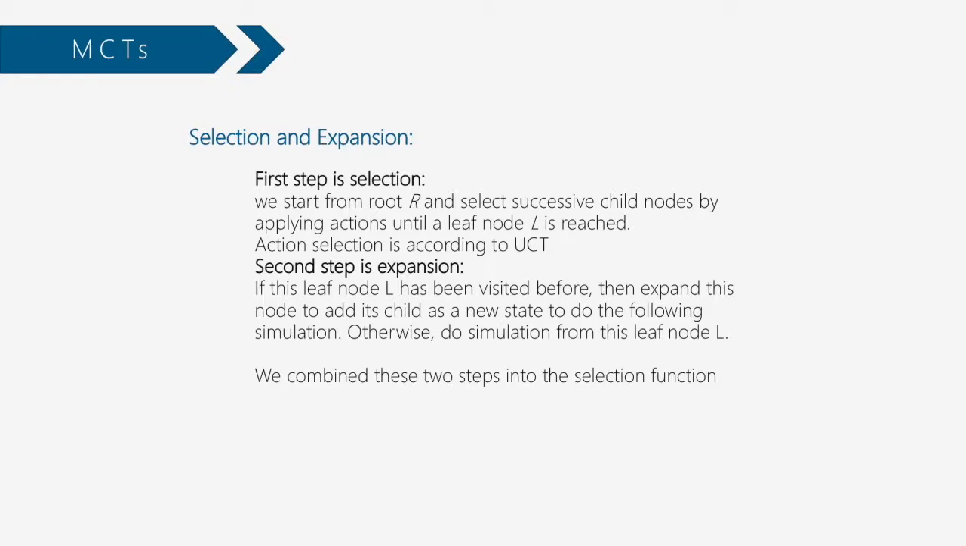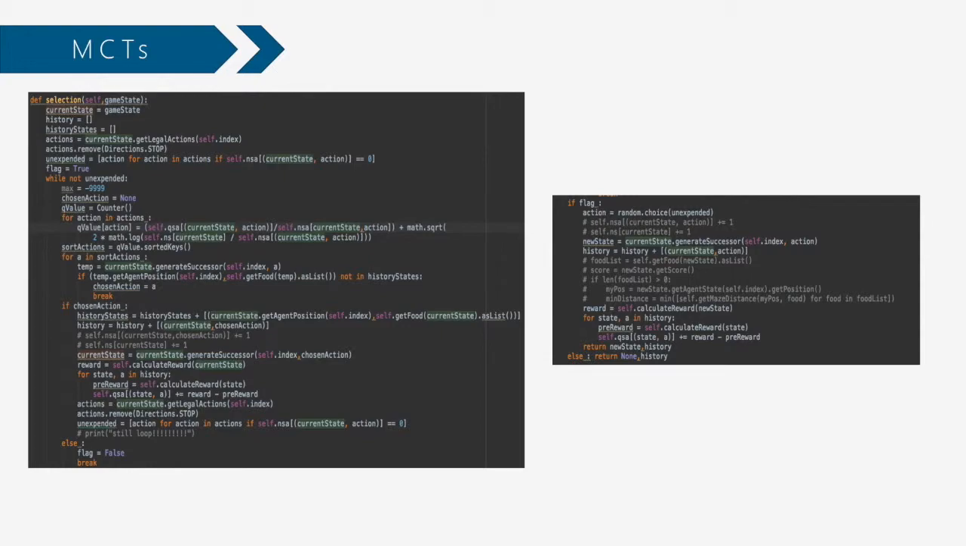The second step is expansion. If this leaf node L has been visited before, then expand this node to add its child as a new state to do the following simulation. Otherwise, do simulation from this leaf node L. We combine these 2 steps into the selection function.